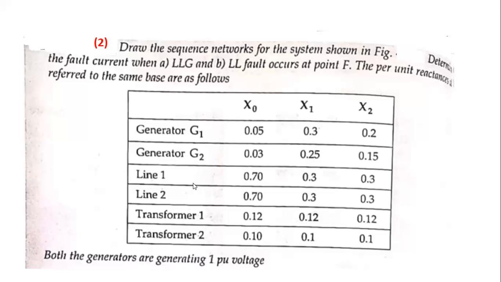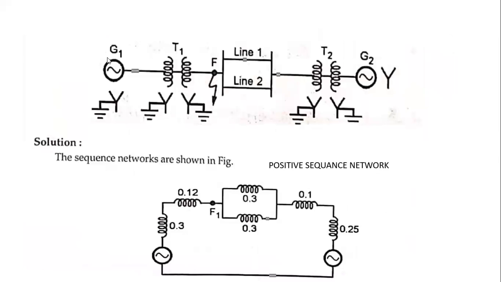Both the generators are at per unit voltage. This is the given single line diagram for the given power system. We have two generators, G1 and G2, two transformers, T1 and T2, and two transmission lines. This is the fault point. Understand? This is the fault point.